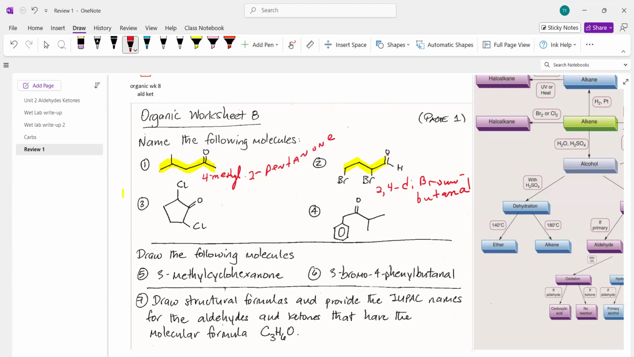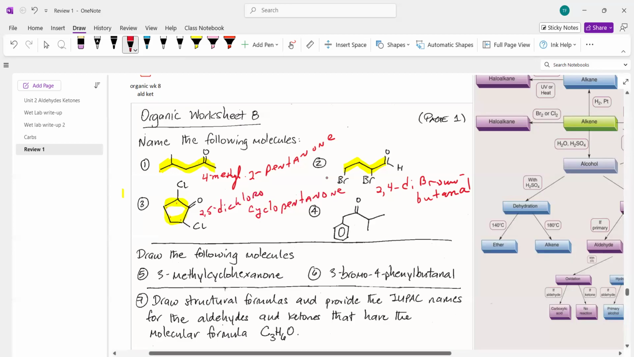Okay, here we have a five-sided cyclic ketone with a couple of chloro branches. So it's going to be cyclopentanone, and we have 1, 2, 3, 4, 5. So 2, 5-dichlorocyclopentanone.